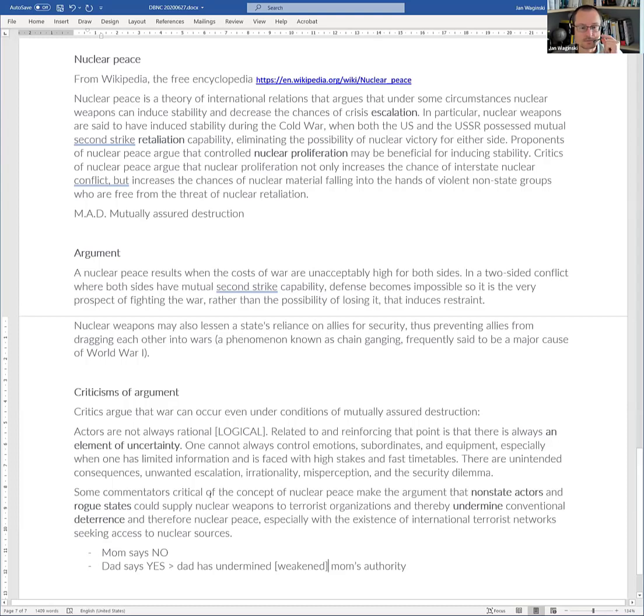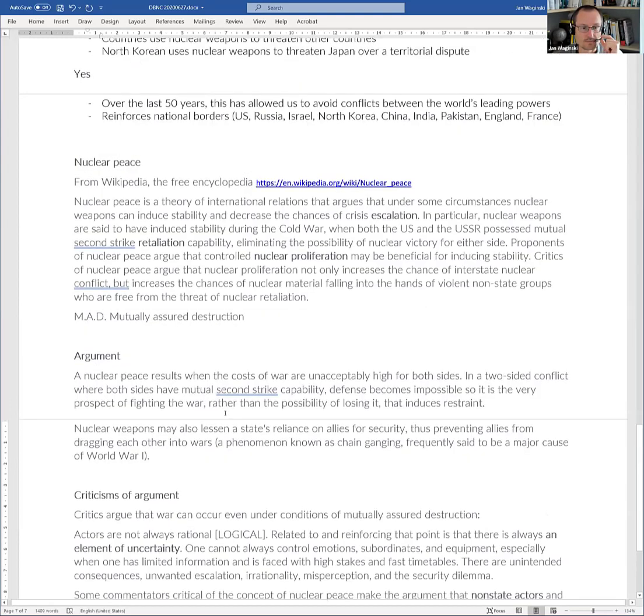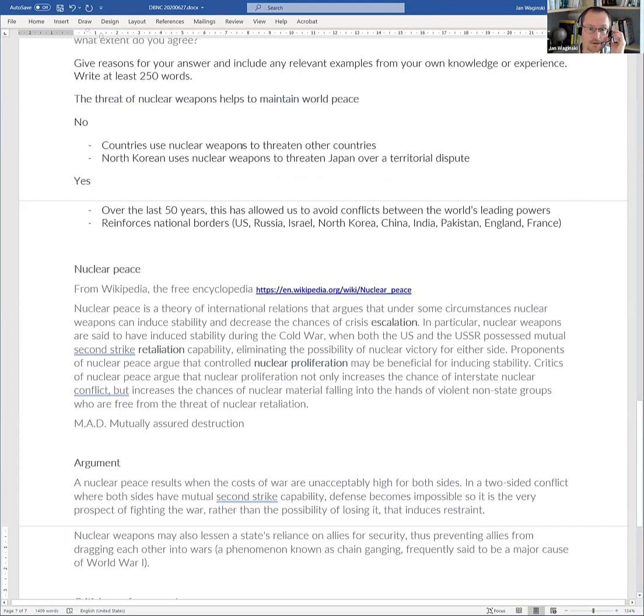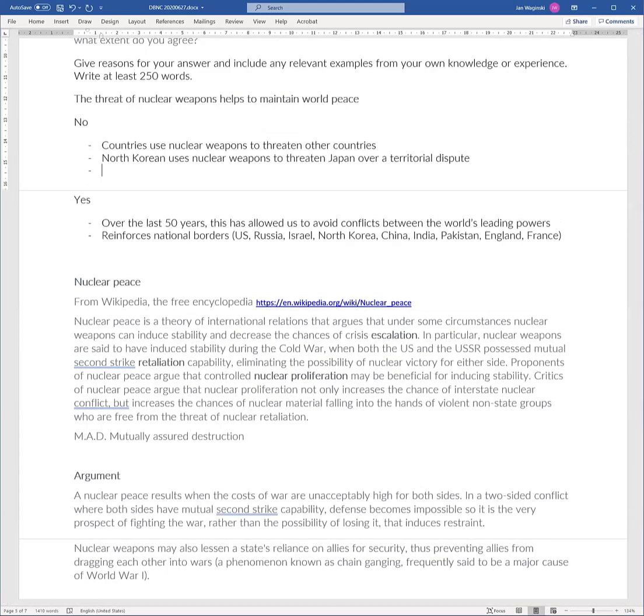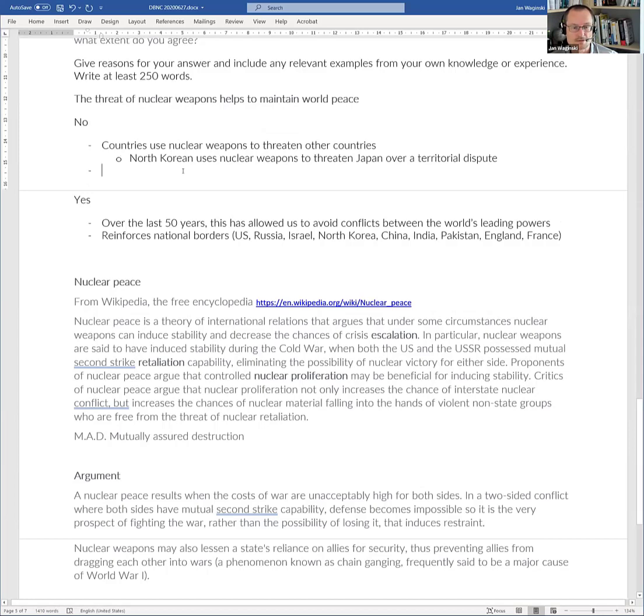Okay, so what's the major argument from the no side? What can we add to this? Okay. So that's a good argument. Countries use nuclear weapons to threaten other countries, for sure. And what's the other idea that was put in here?